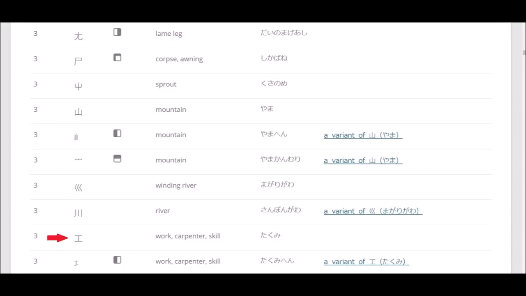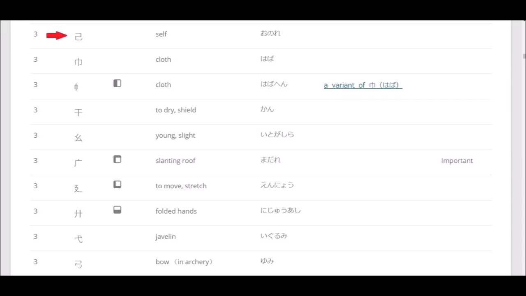Takumi, work, carpenter, or skill. And then takumi hen, because it's on the left side of the kanji. Onore, which is oneself. Haba, which is cloth. Haba hen, which is cloth to the left of the kanji. Kan, which is to dry or shield. Itogashira, which is young and silent. Madare, slanting roof. Ennyo, which is to move or stretch. Nijuashi, which is folded hands. Igurumi, a javelin. Yumi, which is a bow.